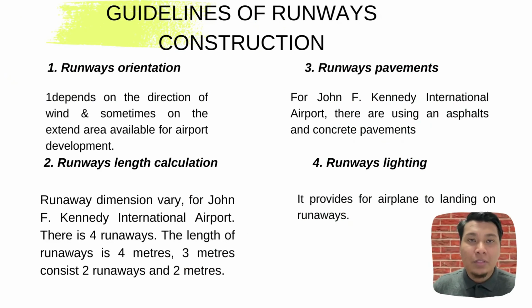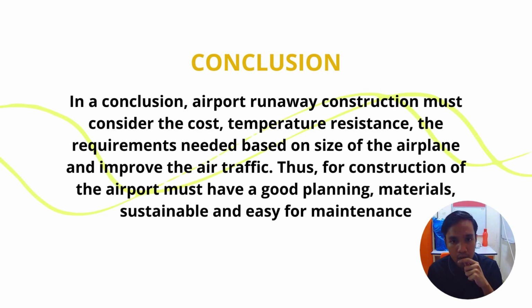For the steps, they have 4 steps. First is runway orientation, 2 is runway length calculation, 3 is runway pavement, and last is runway lighting. So for conclusion, airport runway construction must consider the cost, temperature resistance, and requirements needed based on the size of the airplane and improve the air traffic. Airport construction must have good planning, sustainable material and be easy for maintenance.